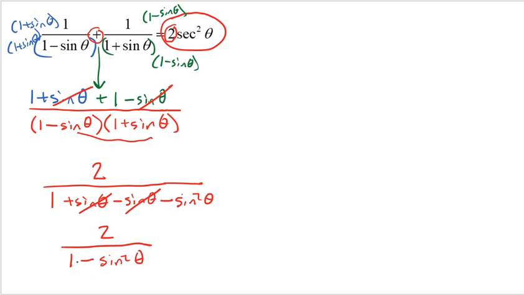You should recognize that if you subtract the sine squared to the other side, I get 2 over cosine squared. 1 minus sine squared is cosine squared. And I'm almost done. So once again, you could essentially break this up. That's 2 times 1 over cosine squared.